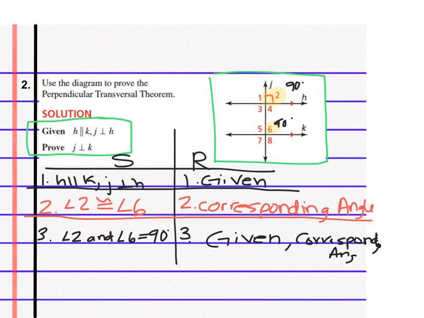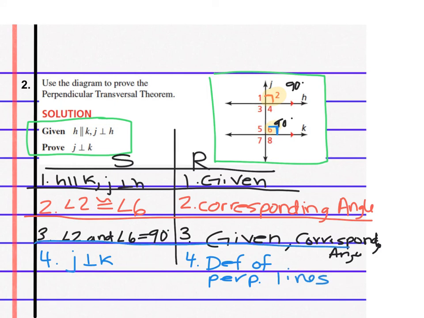All right. Lastly, if angle 6 right here is a right angle, add that to our picture, then that means line J is perpendicular to line K. I'm just going to say that's the definition of perpendicular lines, that they cross at right angles. So if we have a right angle, we have perpendicular lines. So pause the video if you need any more time for the proof, or if you want to rewatch it. Otherwise, I'm going to move on to example 3.